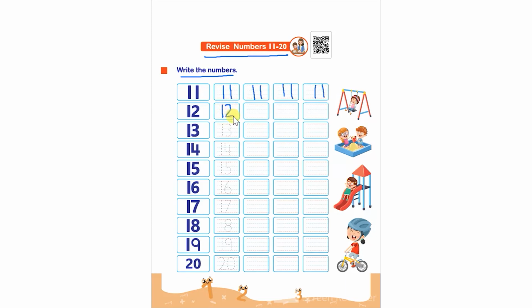So 12, 13. Please emphasize them to write within these red lines that are given over here. 14, 15, 16, 17, 18, 19, and the last one is 20.